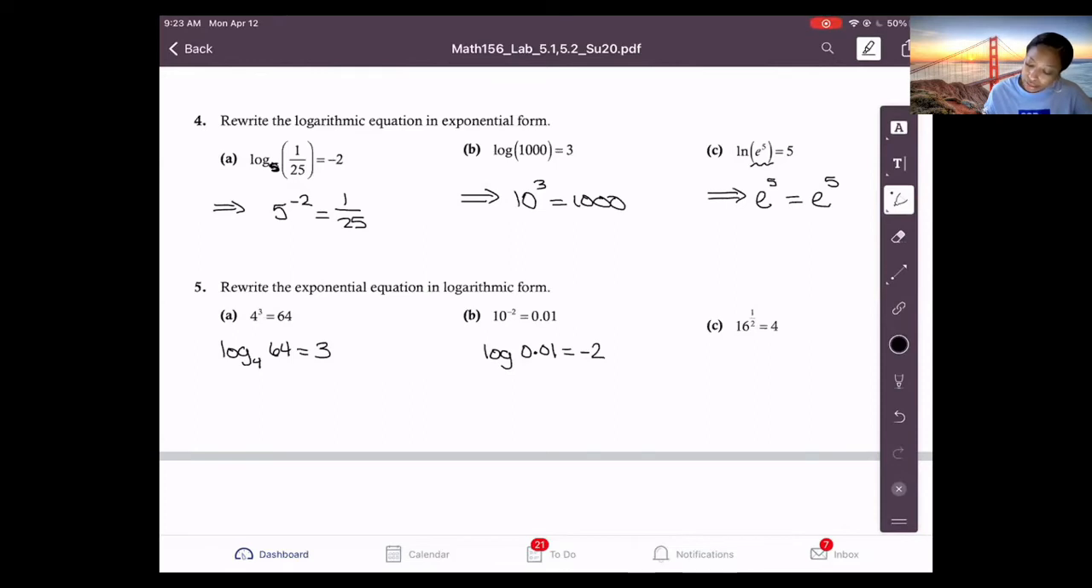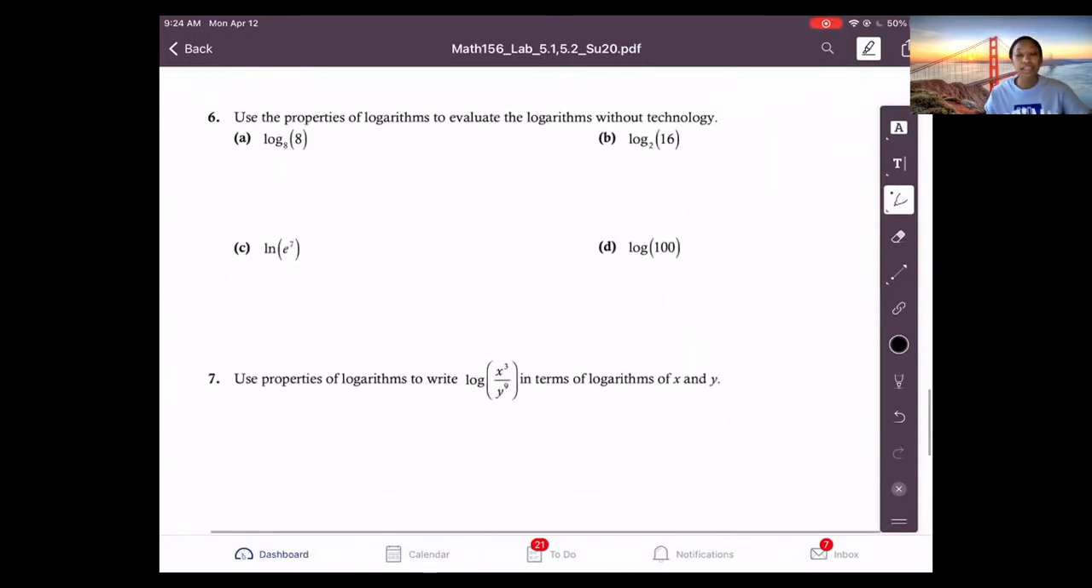And then last one, 16 to the 1/2 power equals 4. This is saying log base 16 of 4 equals the exponent, which was 1/2. And we know that this is true also. All right, so again, going back and forth between log form and exponential form is going to be very, very important for us. Now for 6 and 7, we're going to use some of those properties that we just wrote down to evaluate the logarithms in number 6, and then to expand the logarithm in problem 7.